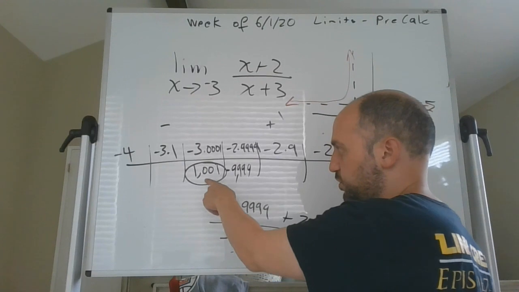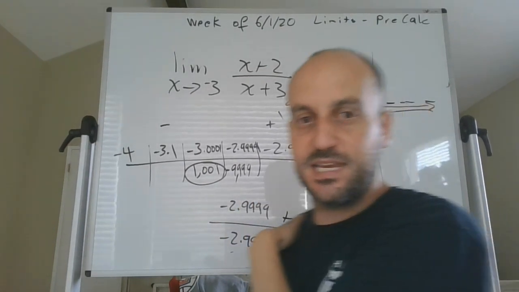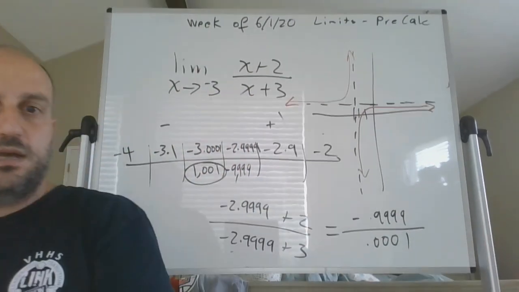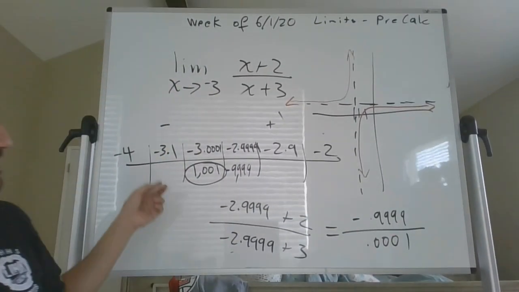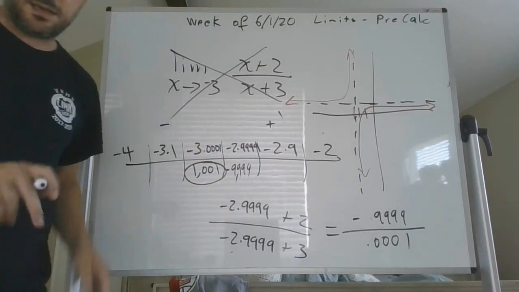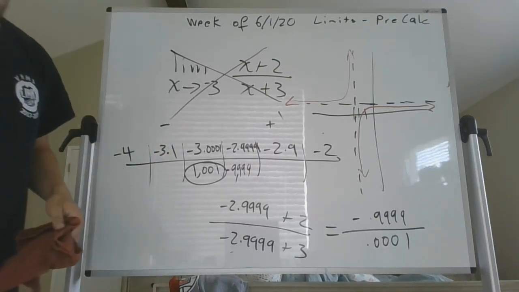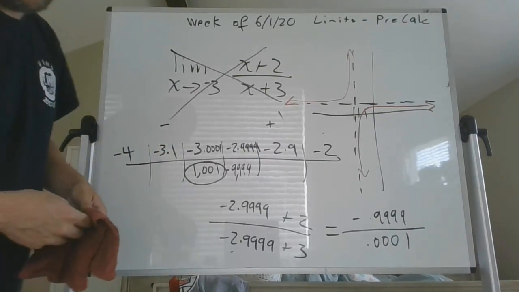Clearly, this is going crazy to the positive. This is going crazy to the negative. It's not even close. They are not going to be anywhere. They're not approaching the same limit. This limit does not exist. Okay, seems obvious here. Okay, so now let's move on to some other limits that possibly do exist.